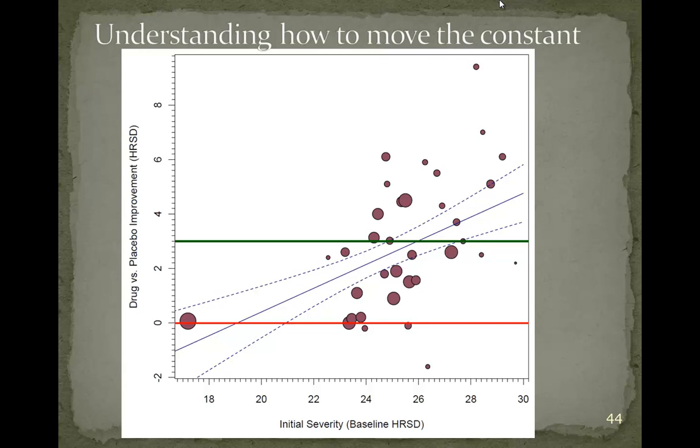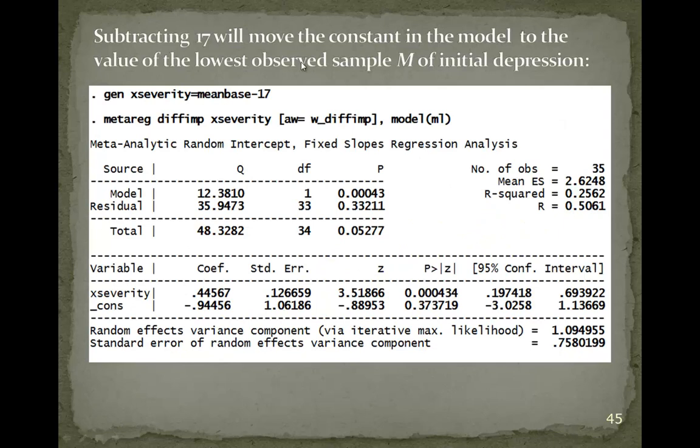So here's how to understand moving the constant. So here's again the bubble graph showing the effects that we've got in this literature. And the lowest value there is 17. Let's say we take that as our minimum that we'd want to estimate. If we were to subtract 17 from every score, we would now move the constant to 17. Simple. It's that simple. So here in this example, I've subtracted 17 from every value of the mean base variable, and I'm using a junk variable, a convenience variable, whatever you want to call it.